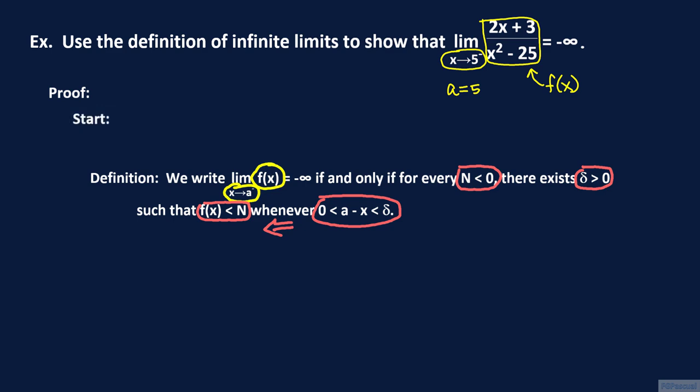We start the proof with the inequality involving capital N. We start with (2x + 3)/(x² − 25) is less than N. From this inequality, we proceed to obtain the delta inequality. We aim to get the inequality 0 is less than a minus x is less than delta. And since a is equal to 5, this means that we want to obtain the inequality 0 is less than 5 minus x is less than delta.